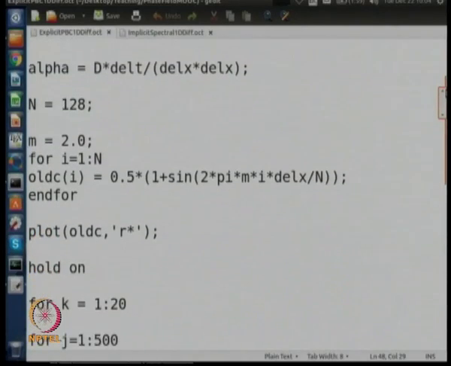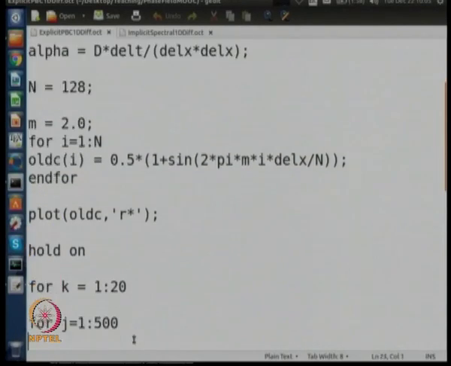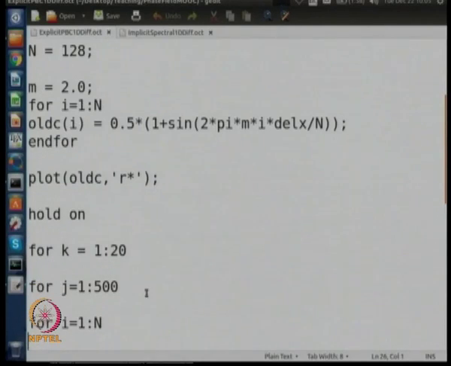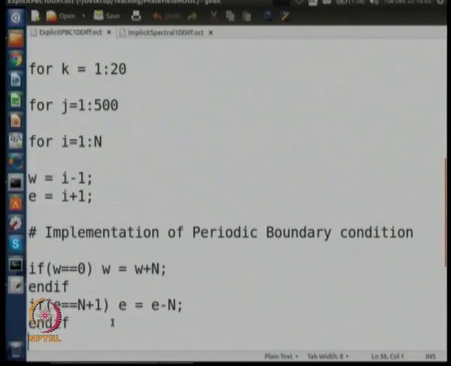So, we have the initial profile defined and then initial profile plotted with red stars, then hold on, and then this is the loop for plotting, this is the loop for time evolution, this is the loop for evolving in space, and we define west and east point, which is i minus 1 and i plus 1, and for the west there is no 0th point.